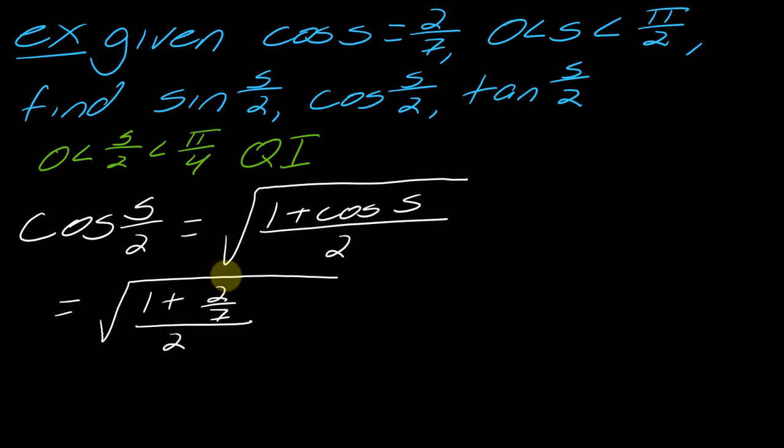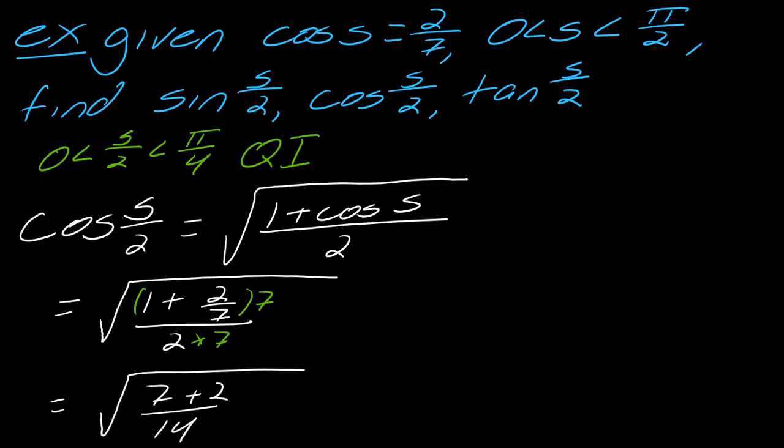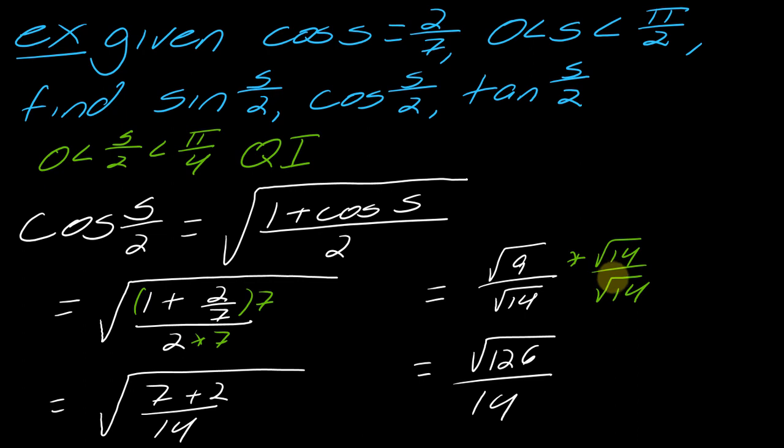So, okay, I'm going to plug in that 2/7, and then we're just going to go through the exercise of trying to rationalize. I like to clear the fractions, so this really comes out to 7 plus 2 over 14. So I get square root of 9 over square root of 14, and then I can multiply both sides by the square root of 14 to get square root of 126 over 14.